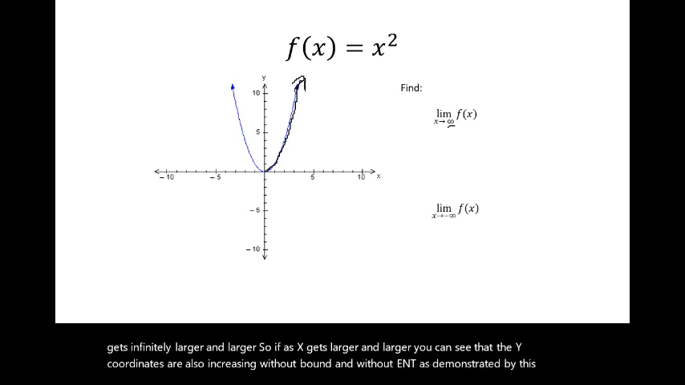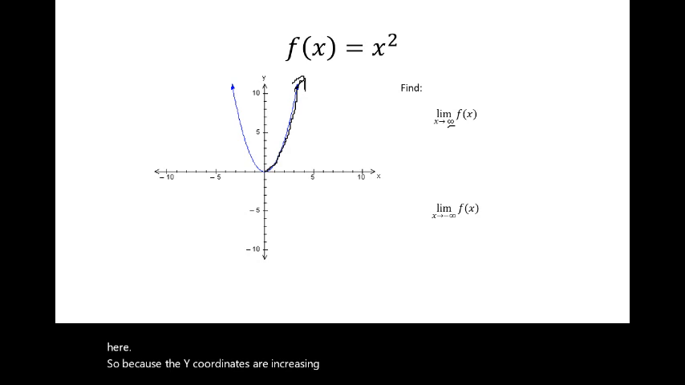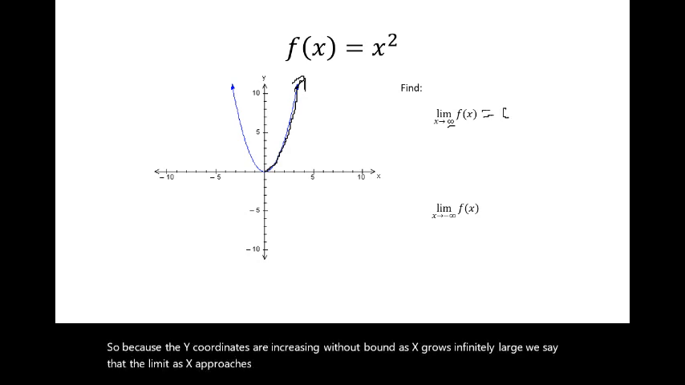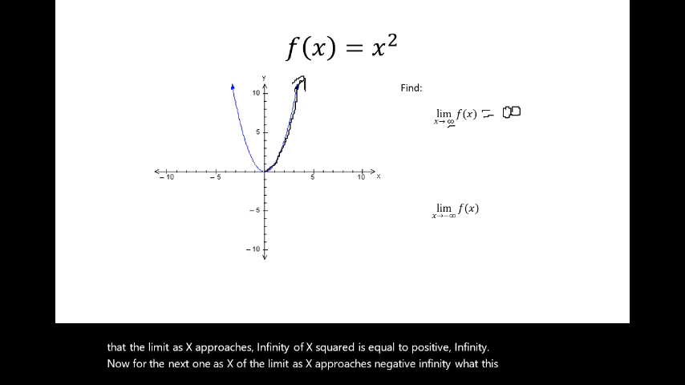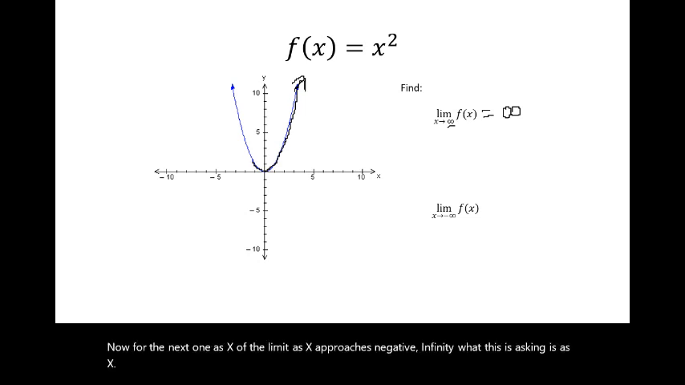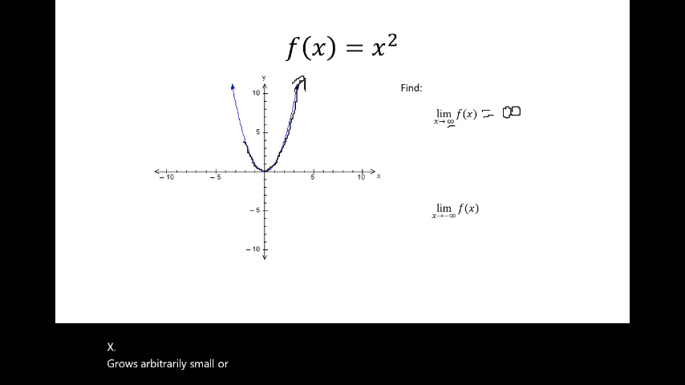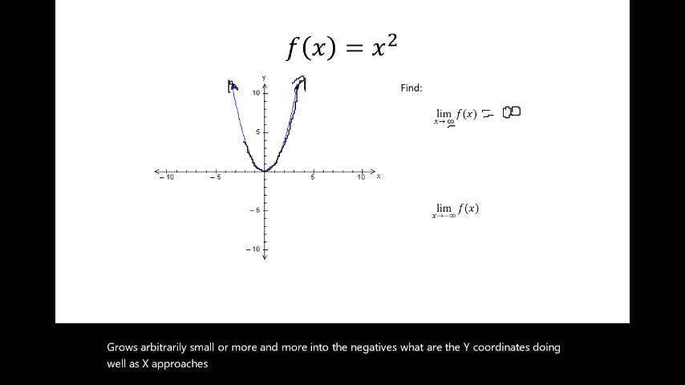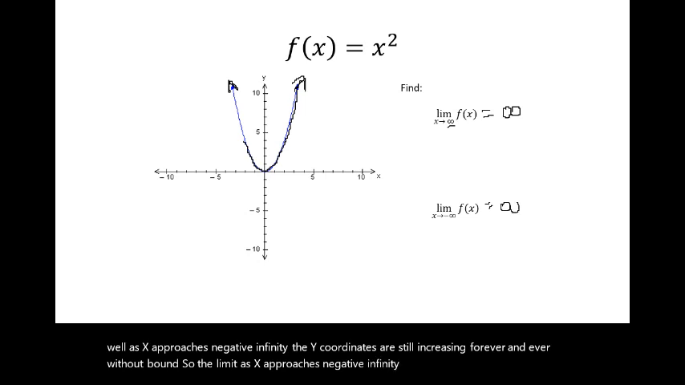Because the y-coordinates are increasing without bound as x grows infinitely large, we say that the limit as x approaches infinity of x squared is equal to positive infinity. Now for the next one, the limit as x approaches negative infinity, what this is asking is, as x grows arbitrarily small, or more and more into the negatives, what are the y-coordinates doing? Well, as x approaches negative infinity, the y-coordinates are still increasing forever and ever without bound. So the limit as x approaches negative infinity is also equal to positive infinity.